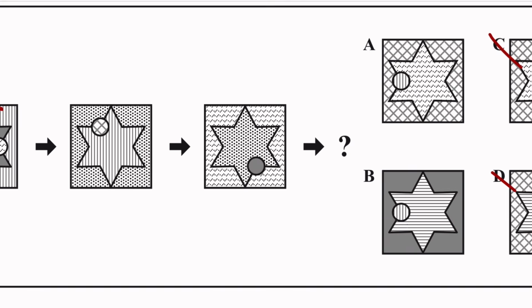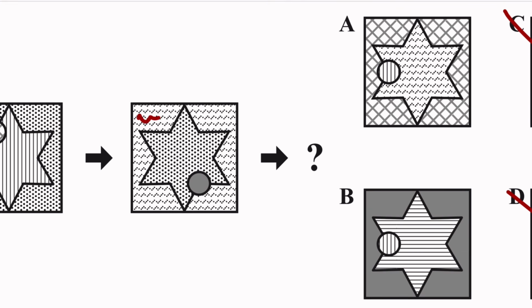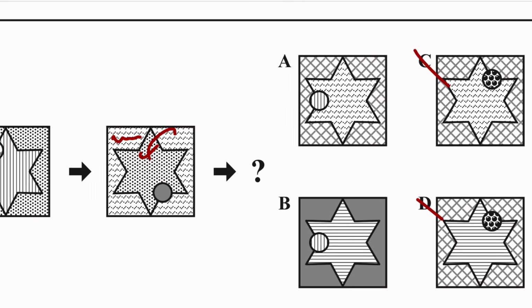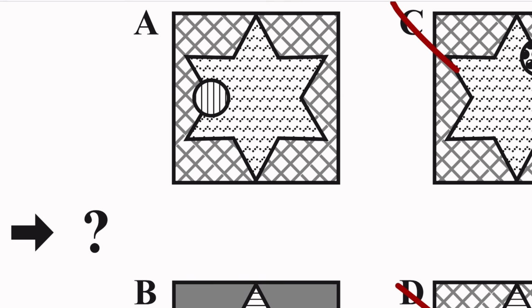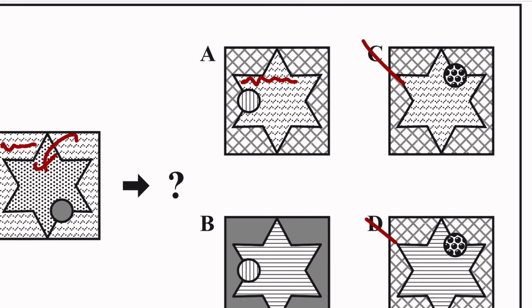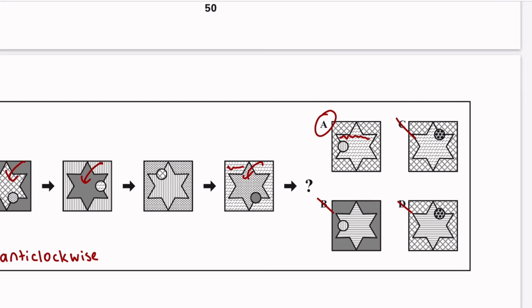So let's look over here. This zigzag pattern would go inside into the star. Which one has that? A zigzag pattern. A, because it has a zigzag here. Okay, so A is our correct answer and B is wrong. Okay.